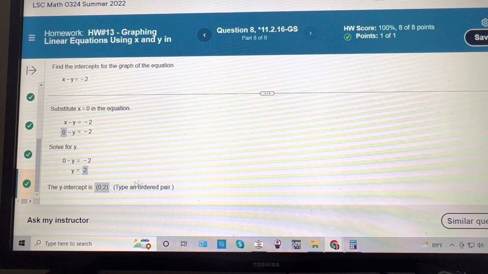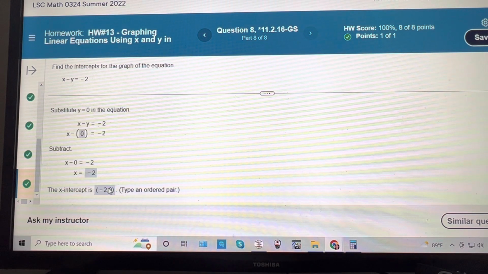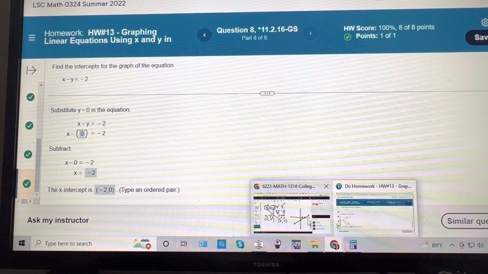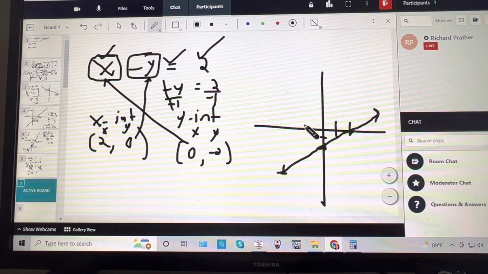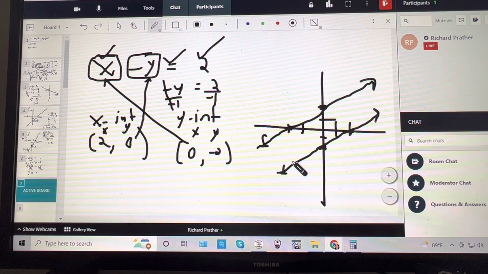And they're not even graphing this one, but 0, 2, and -2, 0. 0, 2 is up here. -2, 0 is over there, so that's this line if you were doing the graph. And notice it's actually parallel to problem number 7.